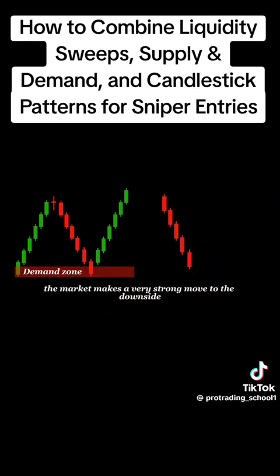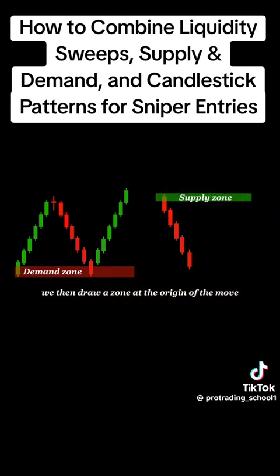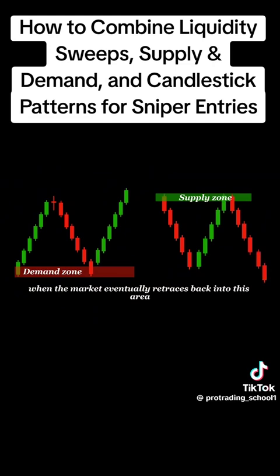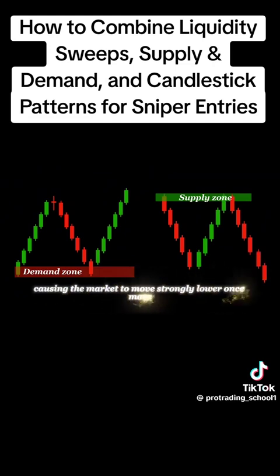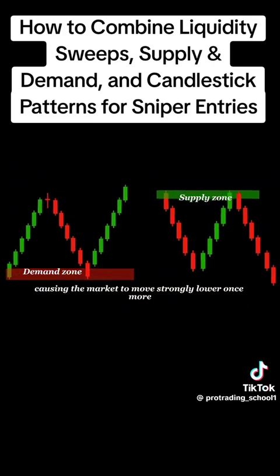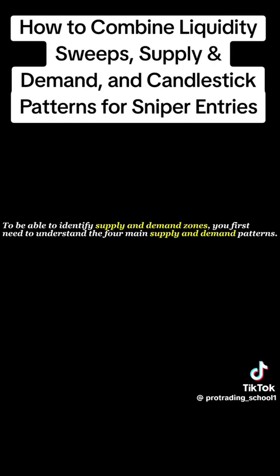Sometimes, the market makes a very strong move to the downside that clearly stands out on the chart. This aggressive bearish move can also indicate institutional activity. We then draw a zone at the origin of the move, which is called a supply zone. When the market eventually retraces back into this area, institutional sellers may step in again, causing the market to move strongly lower once more. To be able to identify supply and demand zones, you first need to understand the four main supply and demand patterns.